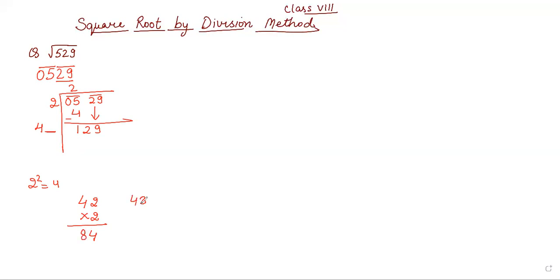So 2 into 2 is 4, 2 into 4 is 8. Now check for 3. Multiply it with 3. 3 into 3 is 9. 4 into 3 is 12. So write 3 here and also in the quotient and 129 here. Now 129 minus 129 is 0. So square root of 529 is 23.